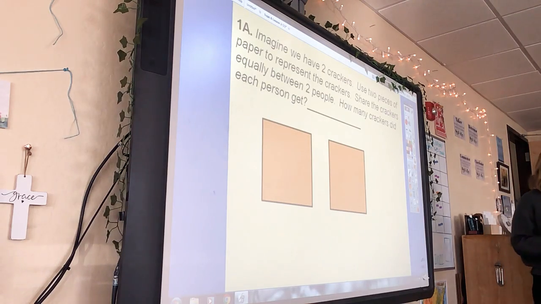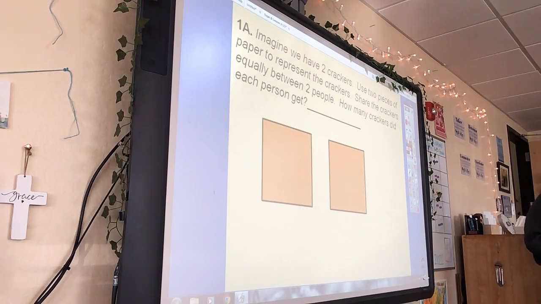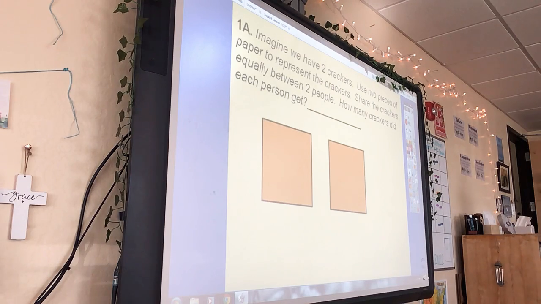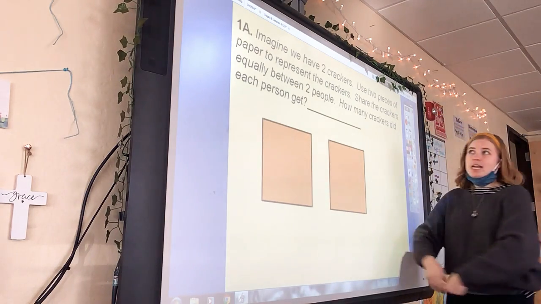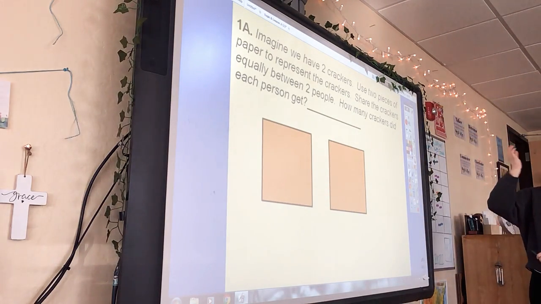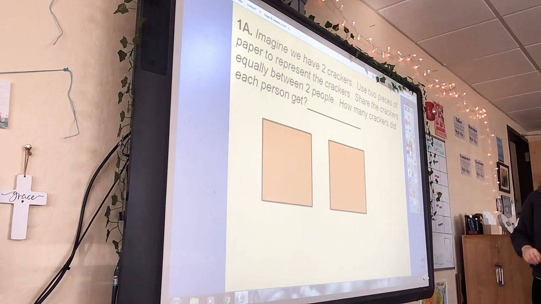So we're going to have this scenario. We're going to imagine we have 2 crackers. So Mika has 2 crackers, and he wants to share with his friend Luke. So Mika and Luke, you're going to share crackers today. Here are the 2 crackers. It says you use 2 pieces of paper, but we're just going to use what's on the board.